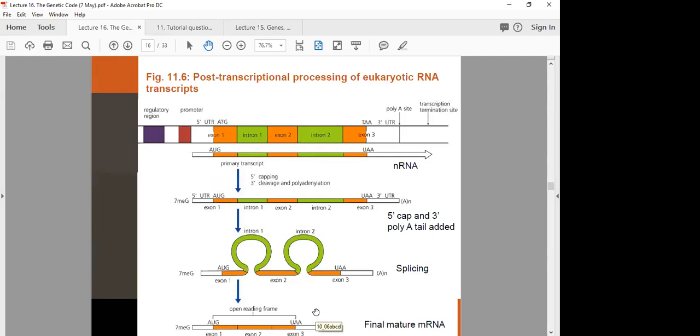Many do. They have different numbers of introns depending on the gene. There could be only one intron that has to be cut out. There could be many, many introns that have to be spliced out. All right, but what we're left with is the final messenger RNA, mRNA. And this can now be transported out of the nucleus and get ready for the next part of the gene expression process, and that's called translation.